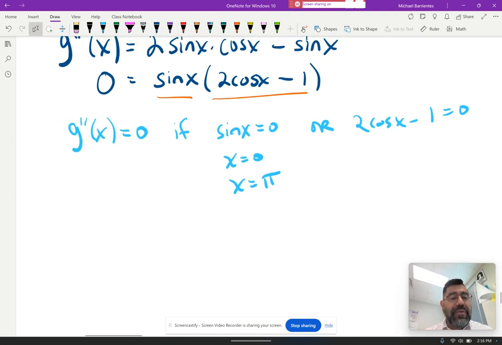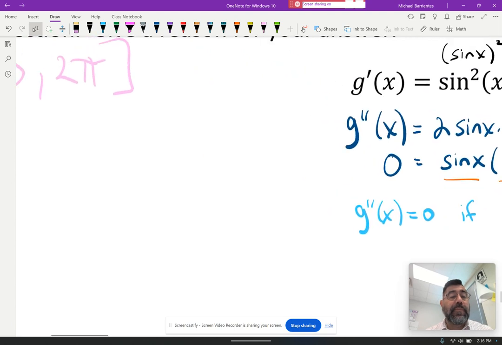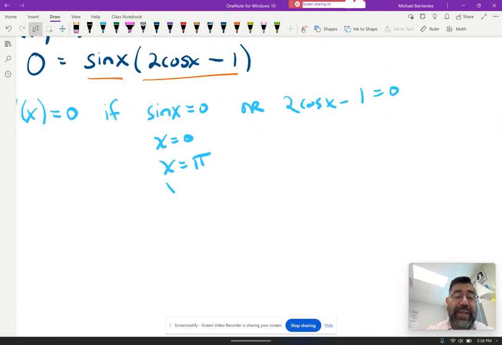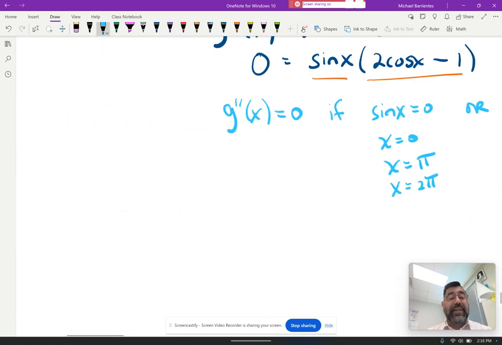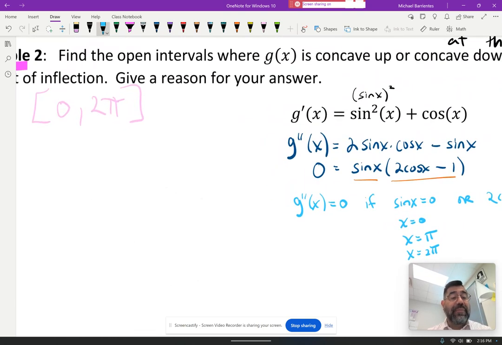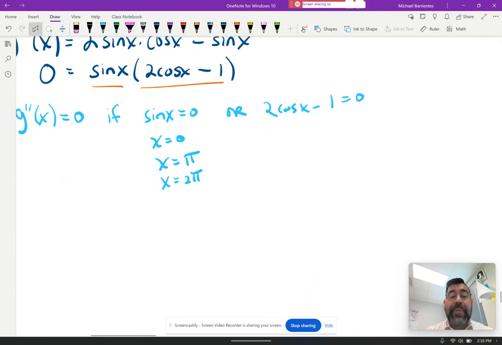Now wait, was it a closed 2 pi? It was a closed 2 pi. Okay, so then we have to include 2 pi as well, because it includes 0 with the bracket, and it includes 2 pi with the bracket. So 0, pi, and 2 pi. To figure out the second part, let's see.